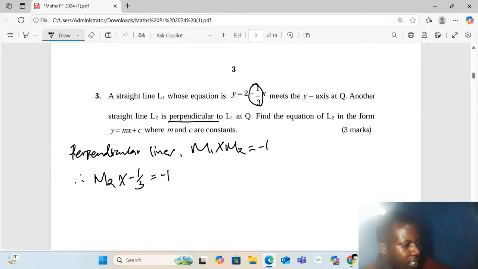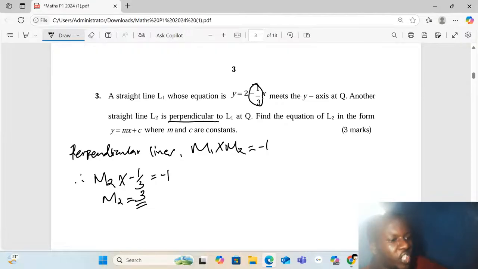So that gives us M2 as a third, that is 3. Yeah, 3. M2 becomes 3. That means our gradient 2 now becomes what? 3.